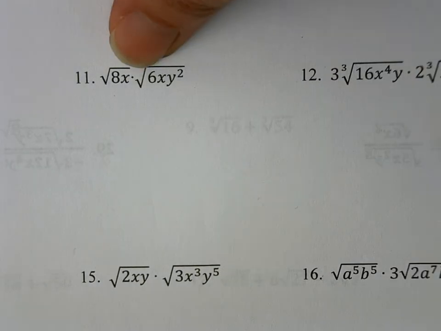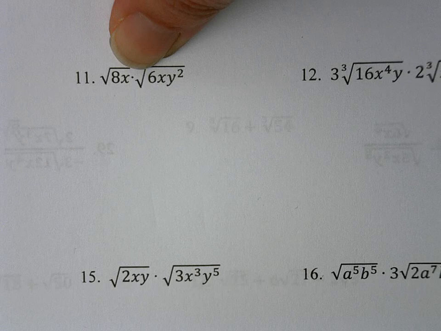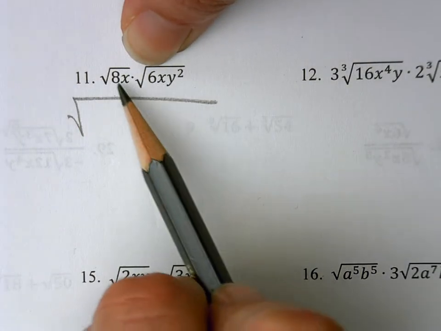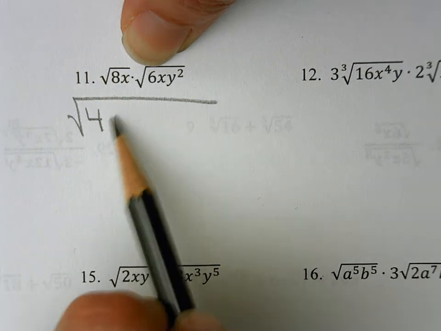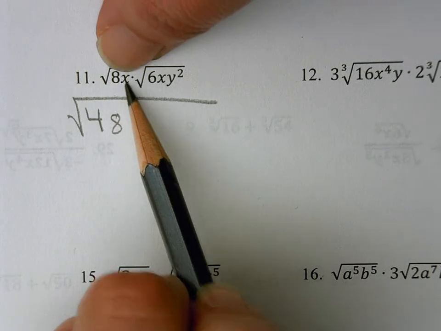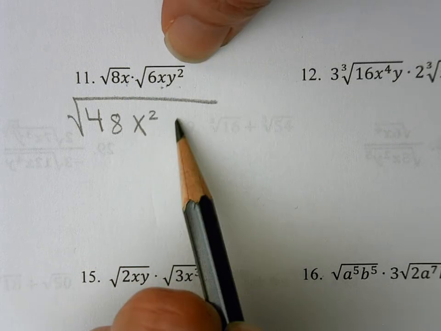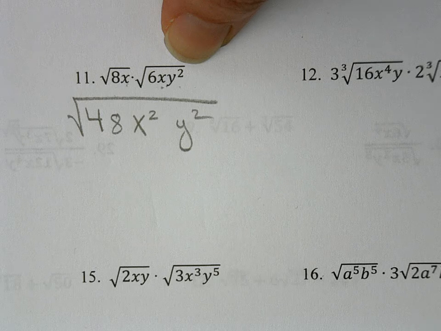So I'm looking to multiply, so I'm just going to multiply the roots together. So 8 times 6 is 48. And then I have x times x, so 1, 2, so I have 2 x's. And then y squared.